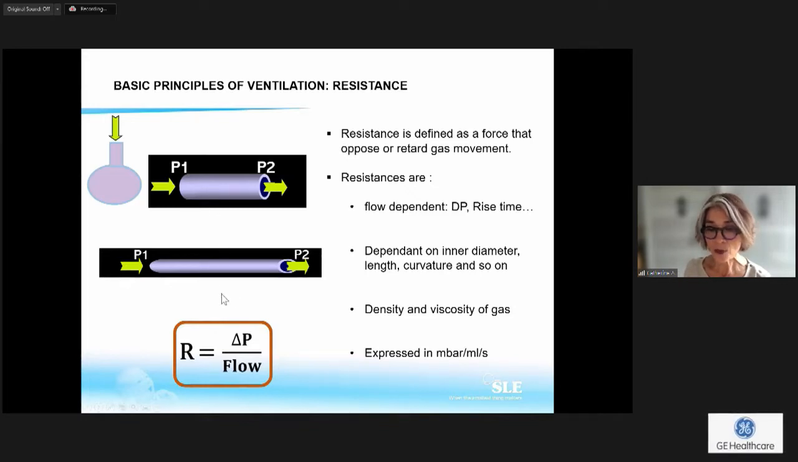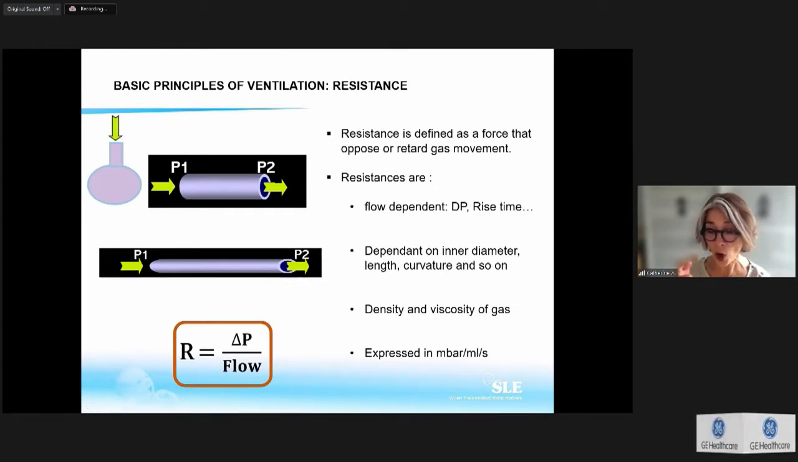So your resistances will depend on different things. It will depend on the size of your ET tube. It will depend on the size of your airways. The smaller your airways are, of course, the more resistances. But it will also depend on the flow. It means that if your flow is very high, you will have more turbulences at that time.